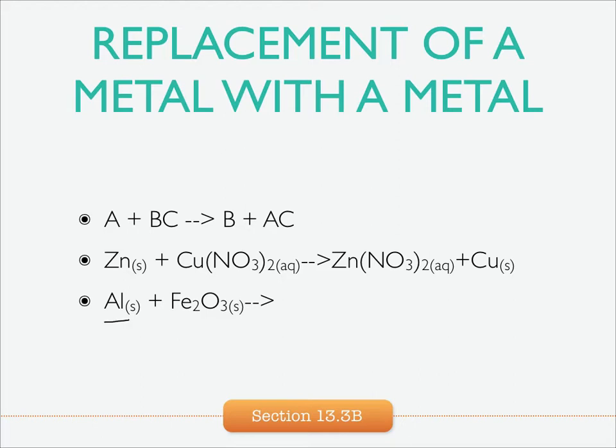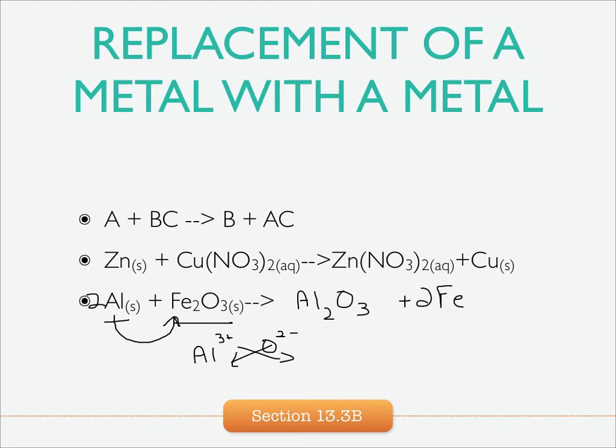Alright, so let's say that we just have the first half of the equation, and we know it's going to be a single replacement. We know that the aluminum is going to take the place of the metal. Metals take the place of metals. It's always going to be that way unless it's a hydrogen. That's the only other one it can take the place of. So we're going to kick out the iron, and we're going to put the aluminum in that compound. You got to make sure what the compound is going to be. Aluminum's a 3+, oxygen's a 2-. So if we do our little crisscross method, we're going to get Al2O3, and we're going to be left with some iron. And now this equation is not balanced, so we would have to put a 2 here and a 2 there to balance that.